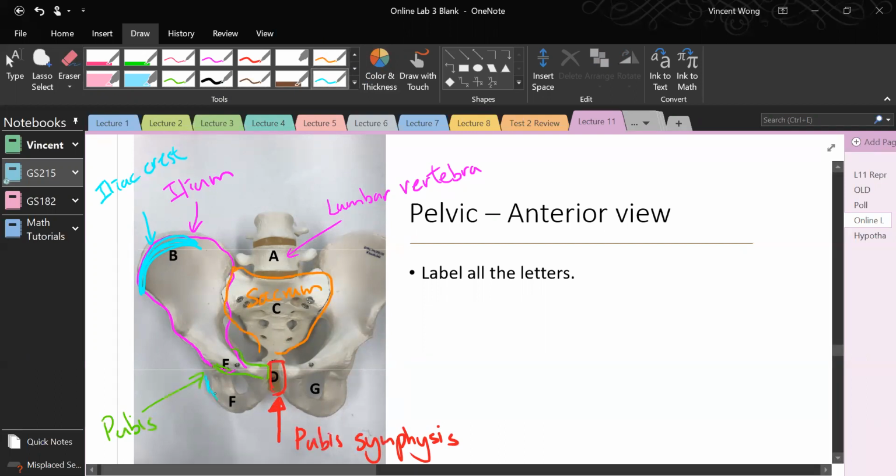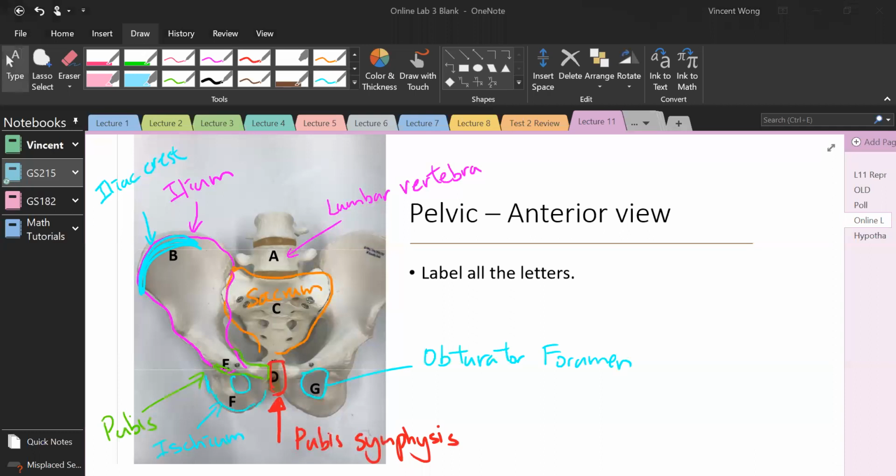A couple other things. This is the thing that you're sitting on right now. That's the ischium. And there's a hole right here in the middle. That is the obturator foramen. Okay, so that's where the blood vessels and the nerves are going to go through to your legs. So when you are sitting down, you're not going to compress on the blood vessels and stuff like that.